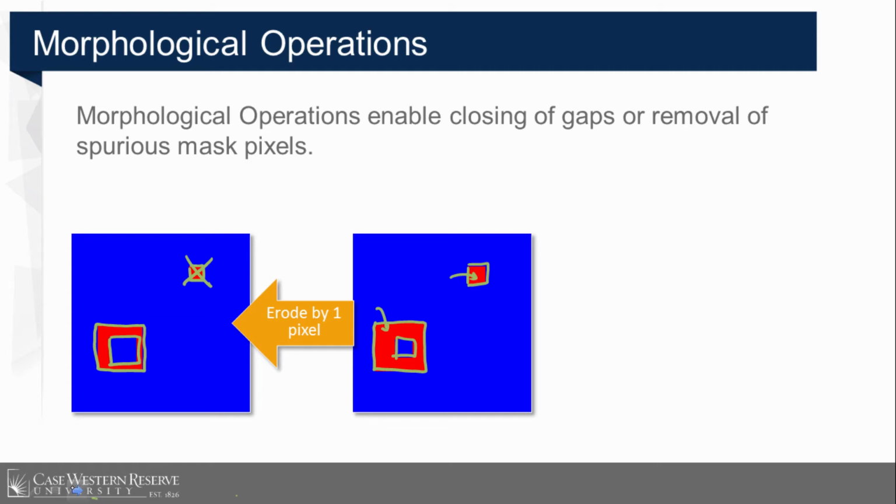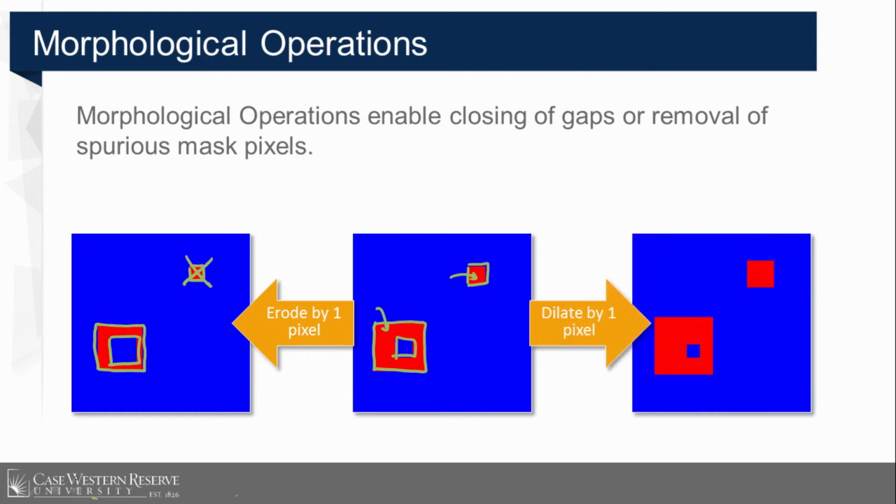What I want to do though with my brain mask is exactly the opposite. I don't want to get rid of spurious pixels, but I want to fill in some gaps. And so in this case, I could use a dilation operation. So I'm dilating all of the red regions now by 1 pixel.